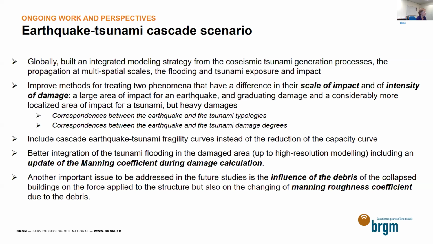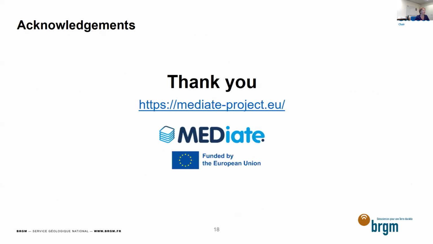So it will be interesting to have a cascade earthquake-tsunami fragility curve instead of reducing the capacity curve as we have done. And also we can better use the influence of debris of the collapsed buildings. In this case, we did not change this parameter. And I continue to work on the vulnerability for multi-hazard risk. This is very good. Thank you very much.